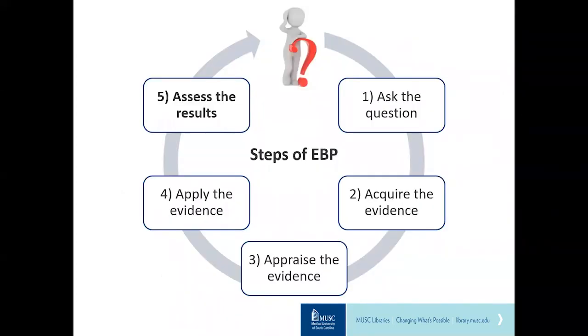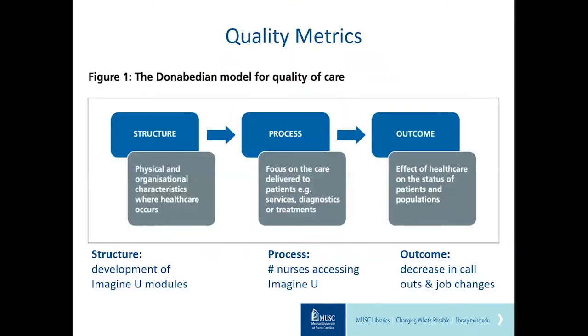Last but not least, the final step of EBP is assessing the results. So a big part of assessing the results of an evidence-based program is quality metrics. According to the Donabedian model for quality of care that you see here, there are 3 key types of quality metrics: structure, process, and outcome.